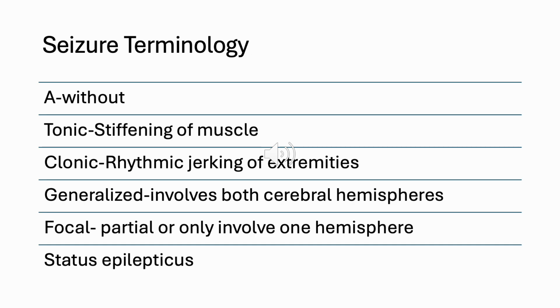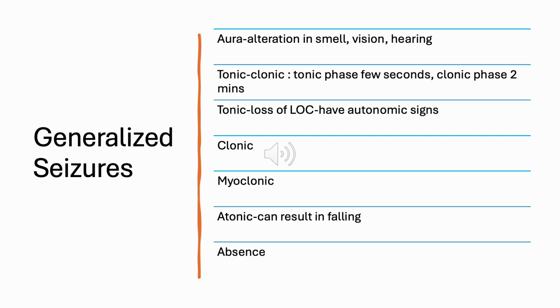Okay, so that's some seizure terminology for you. Clients who have generalized seizures usually have a warning or an aura before they have a seizure. So that's like an alteration in sensory function, like they have alterations in smell, vision, or hearing. There's 5 types of generalized seizure. The first one is probably the one you think of when you think of seizure. It's a grand mal seizure.